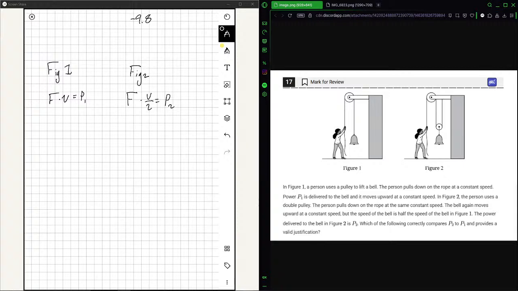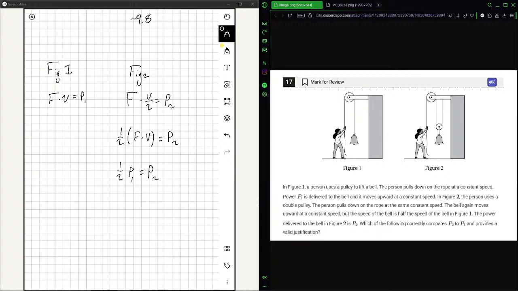So assuming this is the correct way to do it, if you factor this out, you get f times v equals p2, and f times v is p1, so 1/2 p1 equals p2. I don't think that's the entire question. Not the answer key, the responses.